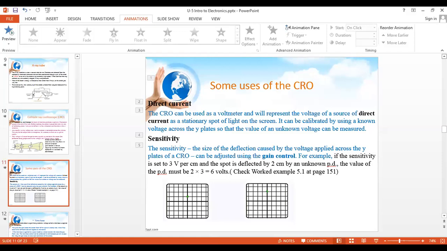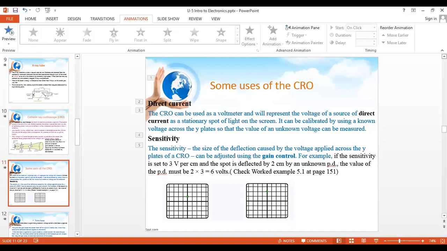A 1.5 volt cell is connected to the Y plates of a cathode ray oscilloscope, and the gain control is adjusted so that the trace is 1 centimeter. What does it mean? It means when it moves by 1 square, it's going to deflect by 1 centimeter. Okay. The cell is removed and an unknown potential difference is applied to the Y plates, and the new trace is seen on the screen of the cathode ray here. What is the size of the unknown PD?